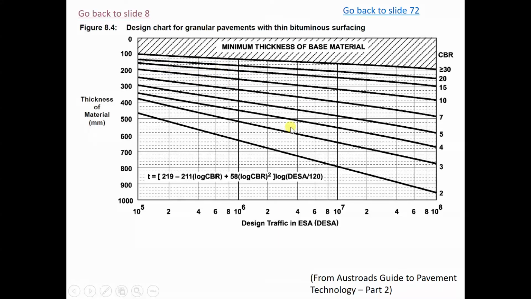So let's say you have an amount of traffic and a certain CBR, let's say 10. You draw a line upwards, and when you meet the 10 line, you project horizontally to the left, and then you can find the thickness of the material.